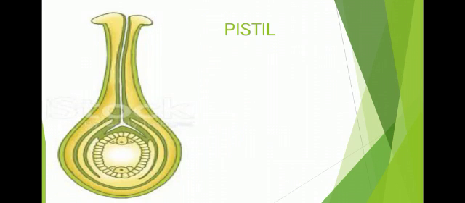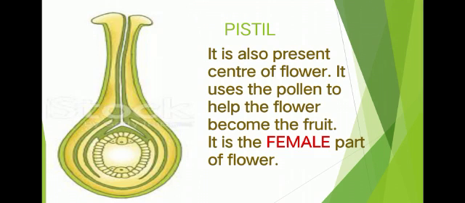Then pistil. See, this is the pistil. It looks like it is at the center of the flower. The stamen is attached near the pistil. It is also present at the center of the flower. The pistil uses the pollen grains to help the flower become a fruit. It is the female part of the flower.